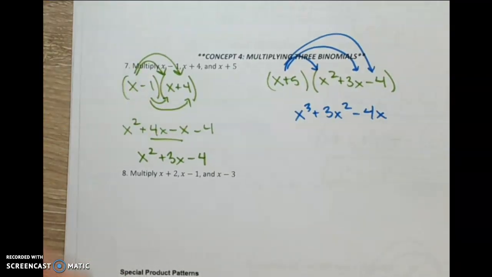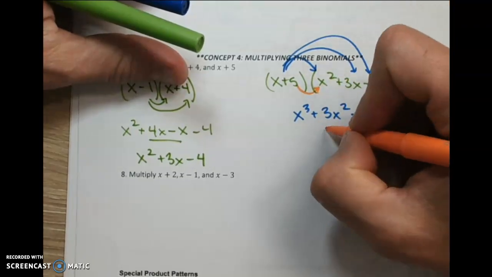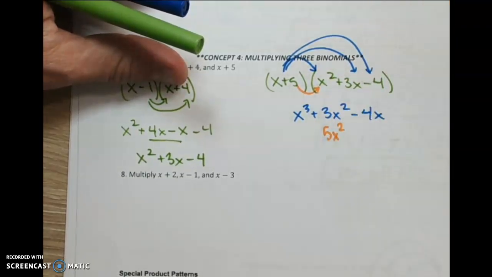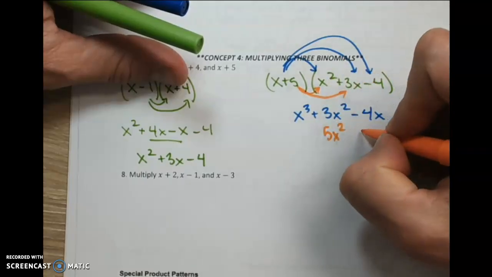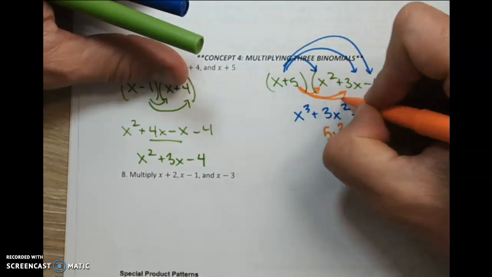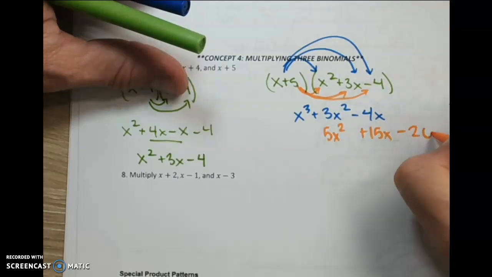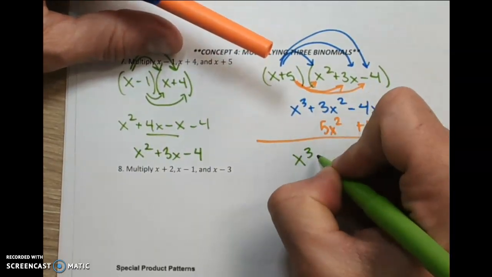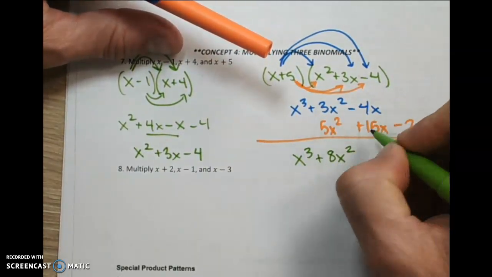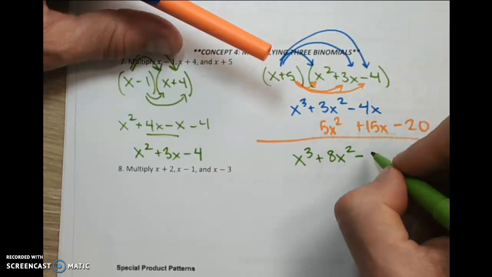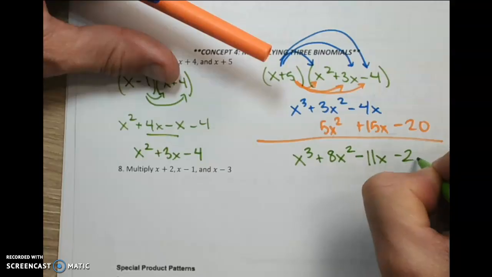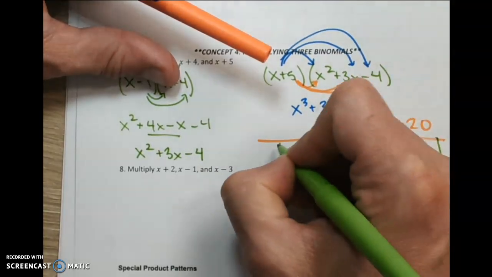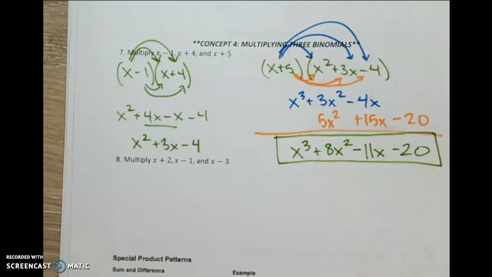And then if I multiply 5 times x squared, I get 5x squared. Write it underneath the 3x squared. 5 times 3 is 15x. And 5 times negative 4 is negative 20. Again, if I column it out, it makes it easy to combine and also condense this answer a little. So here we go. My answer is x cubed plus 8x squared, 15x minus 4x is 11x, minus 20. And there is the solution I was looking for.